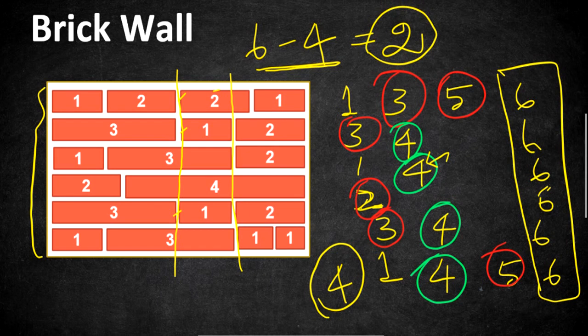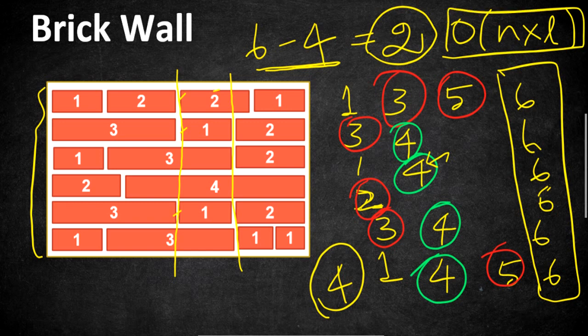So this is going to run in big O of n into L time complexity, where n is the number of rows given and L is the average length of the given list or given row. So let's go to code now.